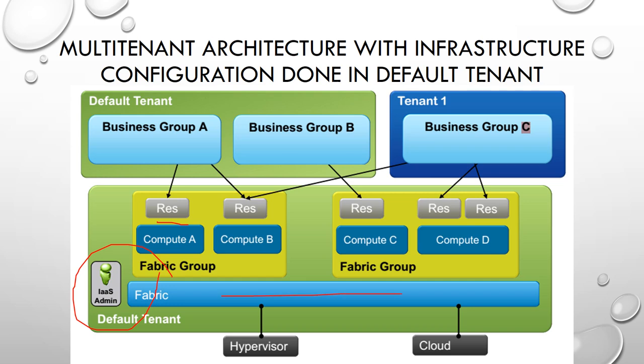The IaaS administrator can organize the infrastructure into fabric groups according to type and intended purpose. The fabric administrator for each group can allocate the resources from their fabric groups. Although the fabric administrator exists only in the default tenant, they can assign resources to business groups in any tenant.